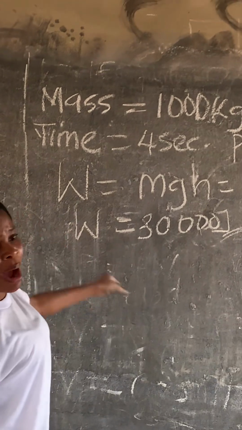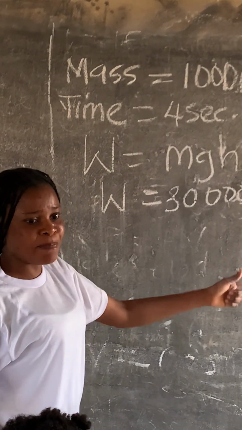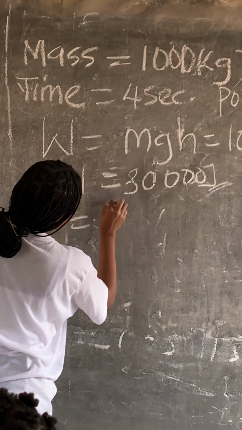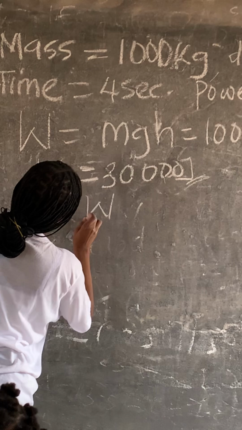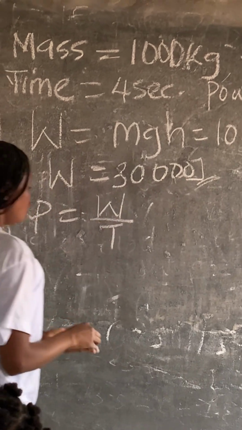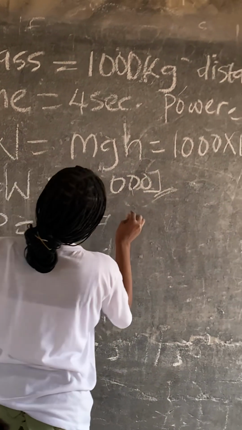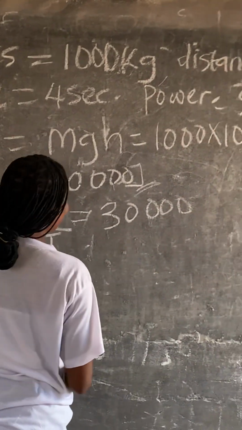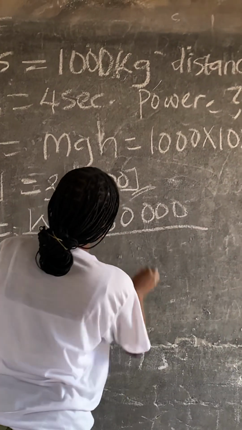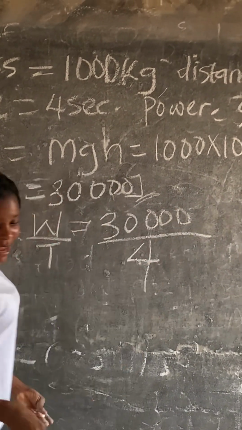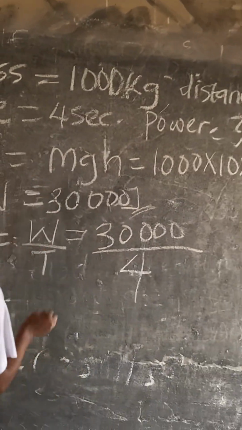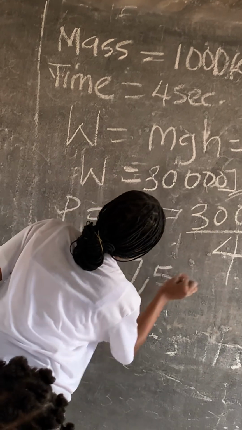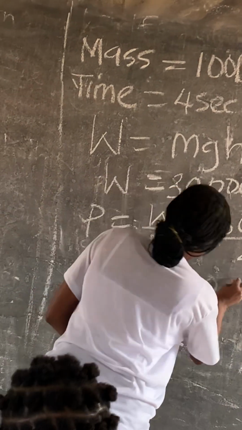So now recall, we were not asked to find work done. We were asked to find power, and we said that power is equal to work done over time. So now our work done here is 30,000, all over time, which is 4. So 30,000 divided by 4 is what? 7,500. That means our power is equal to 7,500 watts.